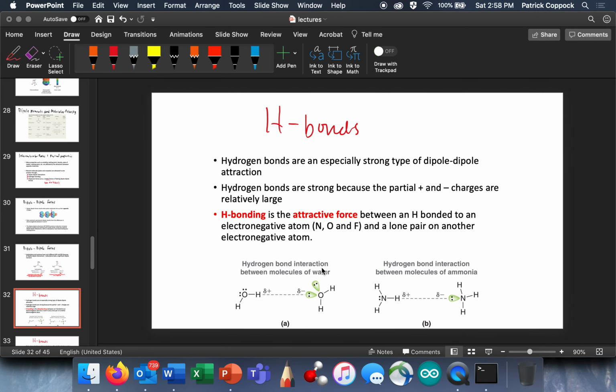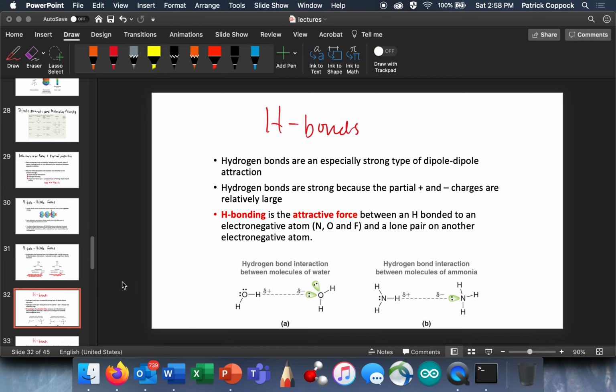All right, so the next one, and I put this one in red because it's such a big deal, hydrogen bonds. Hydrogen bonds are an especially strong type of dipole-dipole interaction. More important than that, they're everywhere, and so everybody cares about hydrogen bonding, all right? Now, they are strong because they've got a partial positive and partial minus, okay?